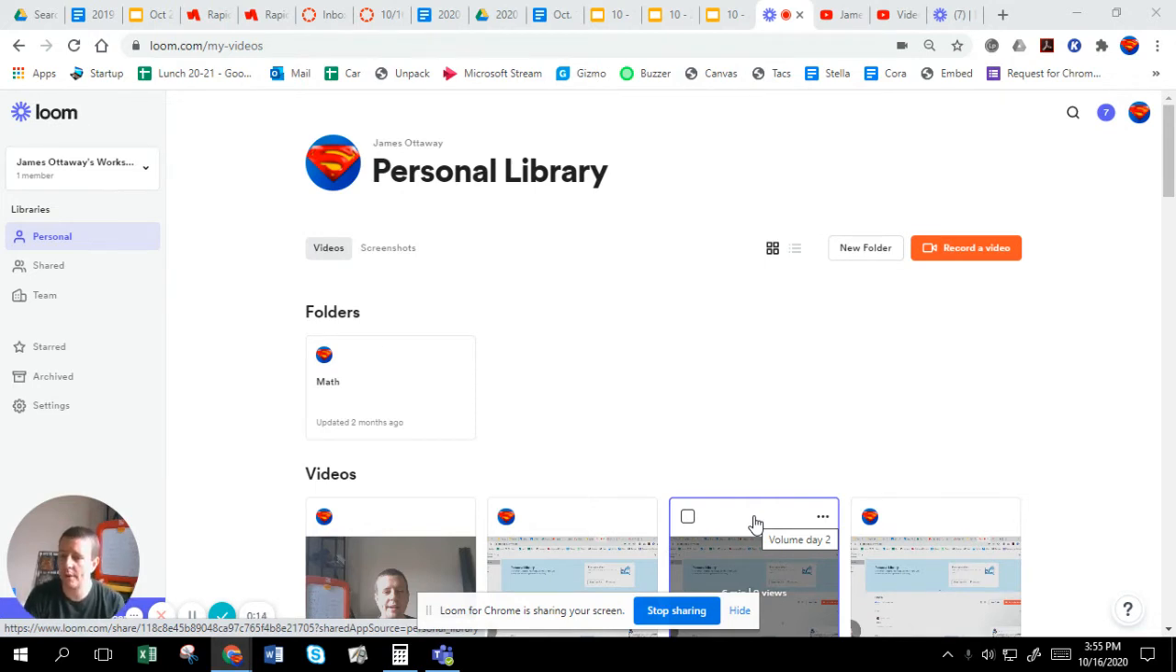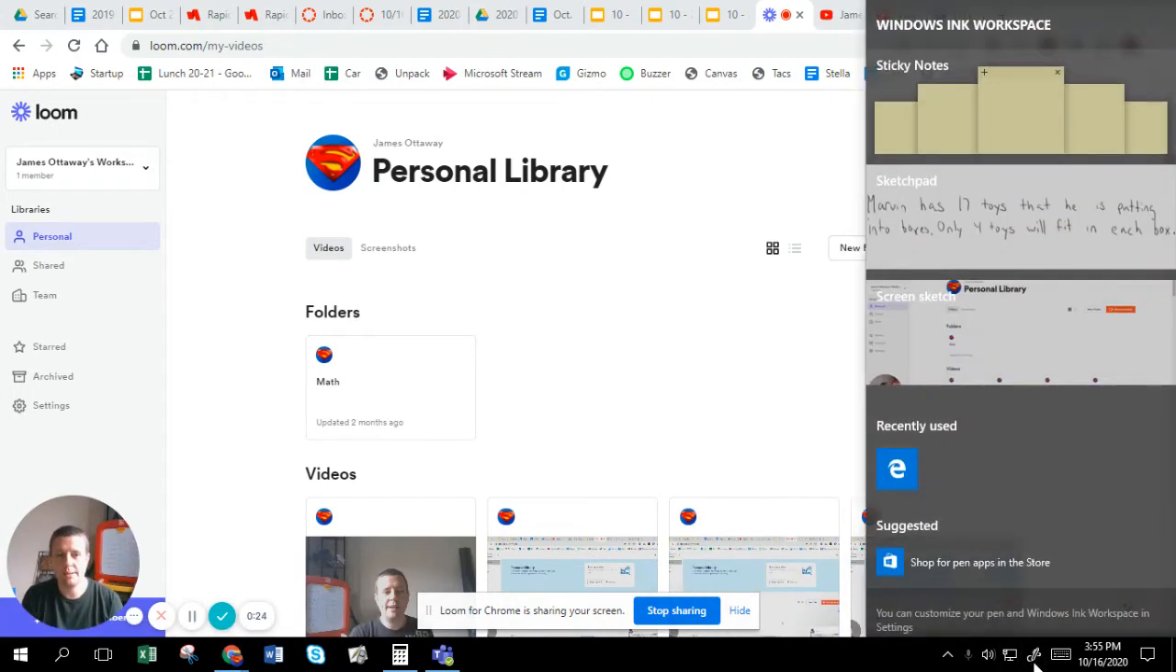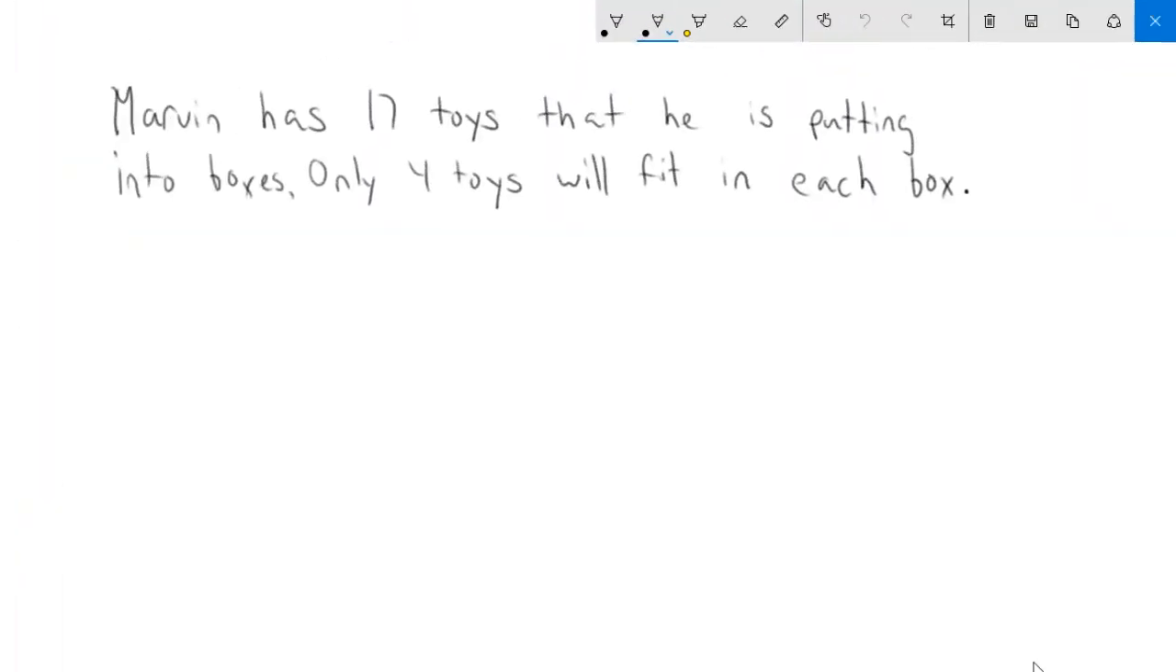We're going to see how you could write 4 different questions with the same situation and have 4 different answers because of that, okay? So let's go ahead and take a look at a very simple, basic problem. So it says Marvin has 17 toys that he's putting into boxes. Only 4 toys will fit into each box. Now, I have a lot of options at this point.